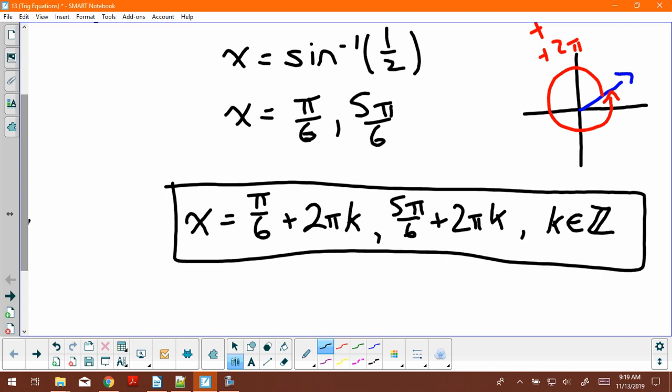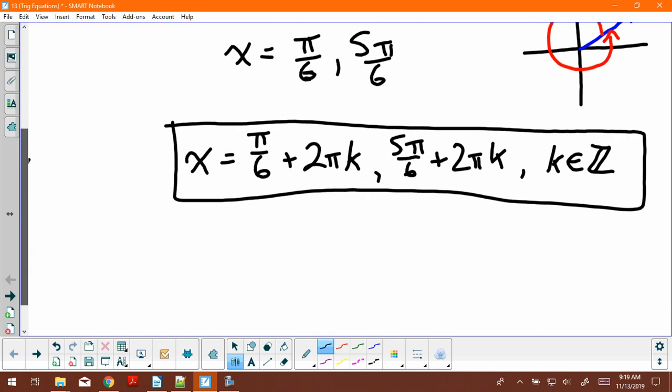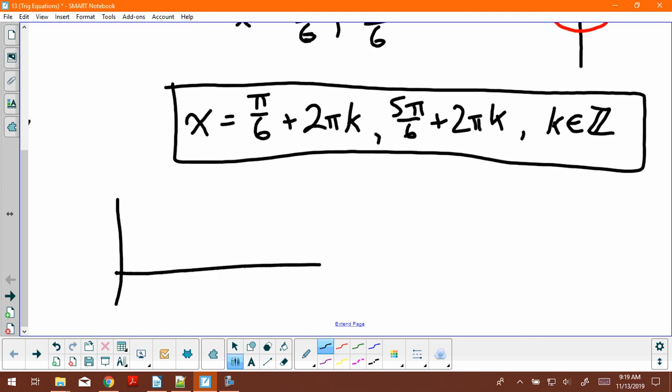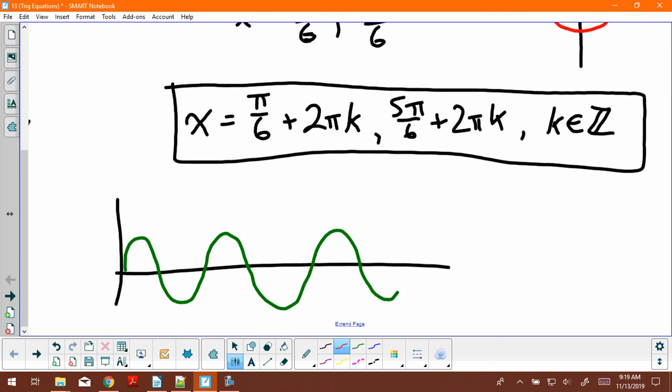And if that picture didn't help, you don't have to copy this down necessarily. But as another little visual of why that's true, if we were to graph sine quickly here, it looks something like this. So if my initial solution was here at pi over 6, then if I go 2 pi, I have another solution here. And if I go another 2 pi, I have another solution here. That's what this part is saying, that I can keep adding multiples of 2 pi, and that gives me more solutions to this equation.